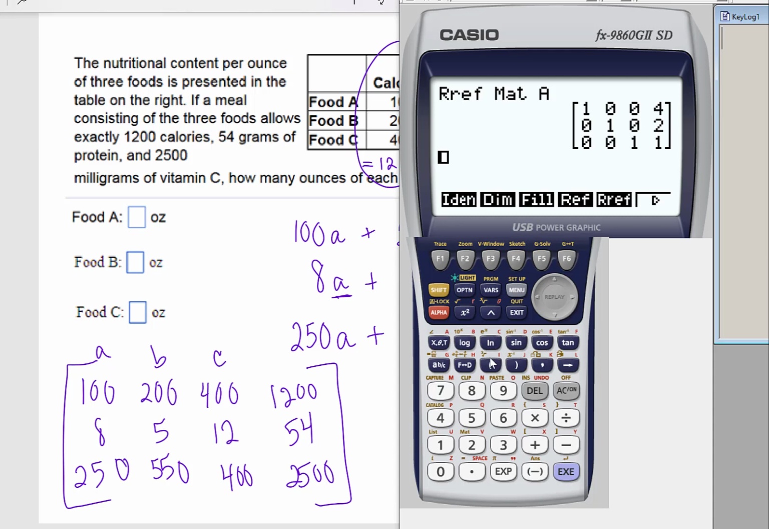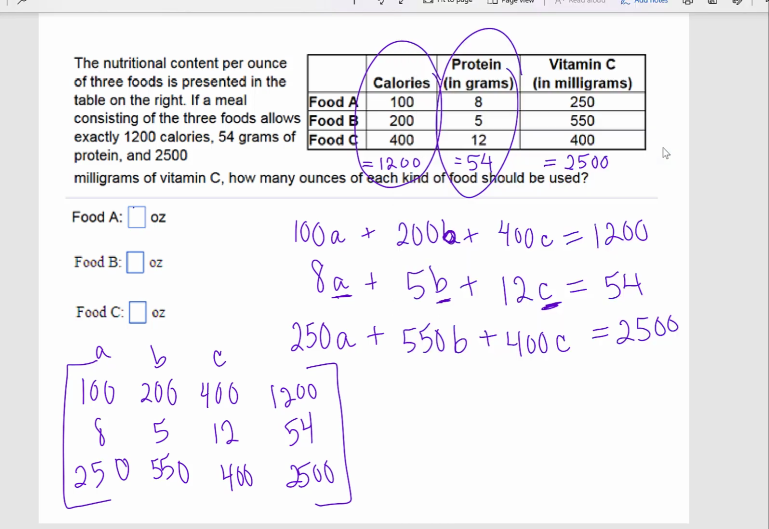Something came out wrong. Oh, no, it didn't. Sorry. Okay. I was looking at the wrong thing. Okay, so we have 1A equals 4, 1B equals 2, and 1C equals 1. So 4 ounces of food A, 2 ounces of food B, and 1 ounce of food C. The setup is the most challenging portion of these word problems.